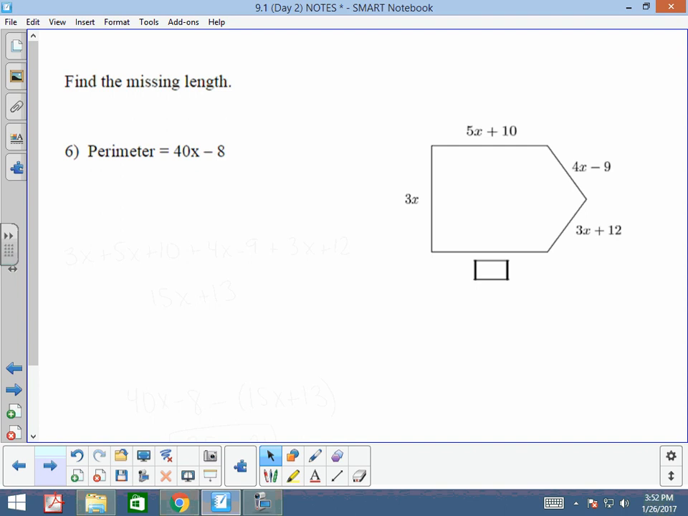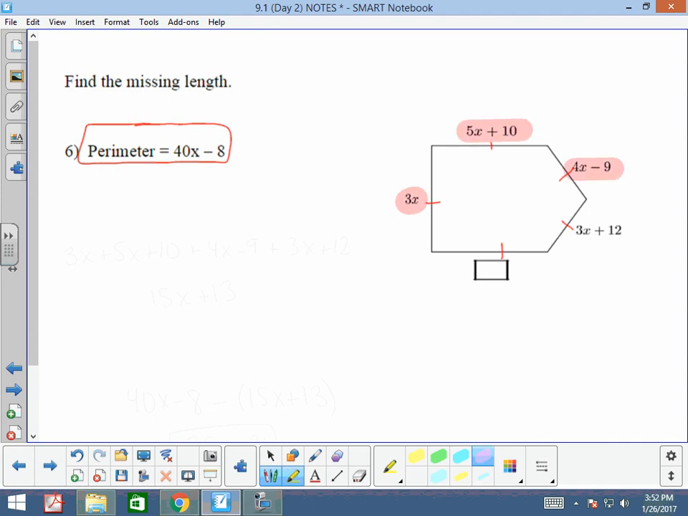This says find the missing length. They're giving us the perimeter, 40x minus 8, and they give us this shape over here, which is a 5-sided shape. It's a pentagon. There's 5 sides. 4 of the sides are given. We have 3x, we have 5x plus 10, 4x minus 9, and 3x plus 12. We're trying to find this side.